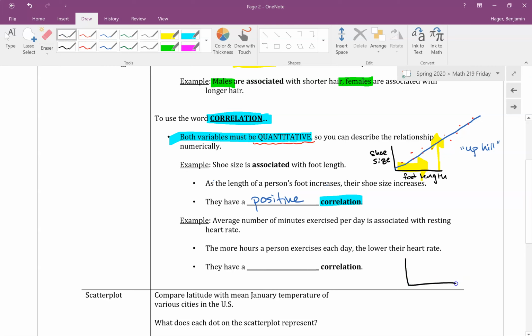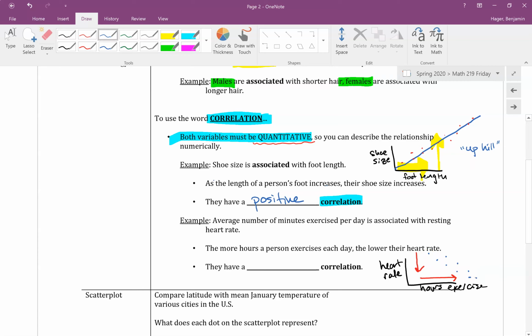So just to get a visual on this, the more hours a person exercises, the lower their heart rate. So I'm going to put hours exercise and then heart rate, or their resting heart rate. And so as the number of hours you regularly exercise increases, people's resting heart rate goes down. Their heart is stronger, it doesn't work as hard under normal conditions. So I would expect data values to kind of be doing some sort of this trend.